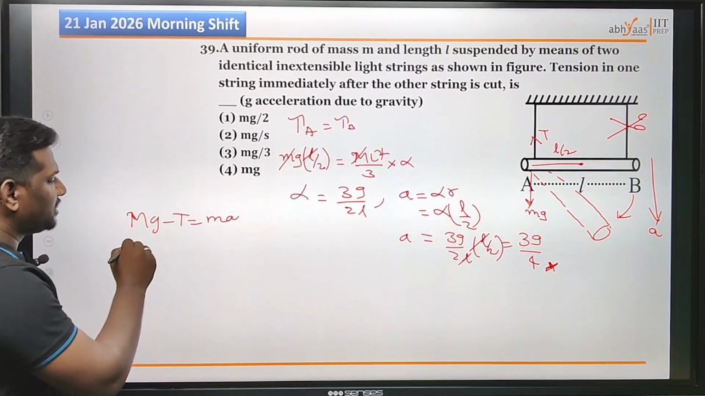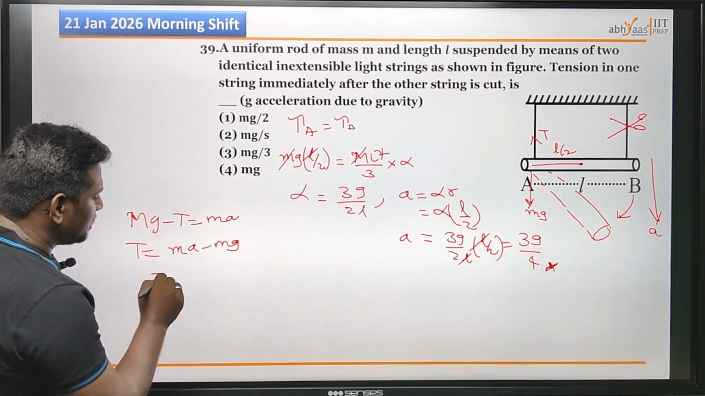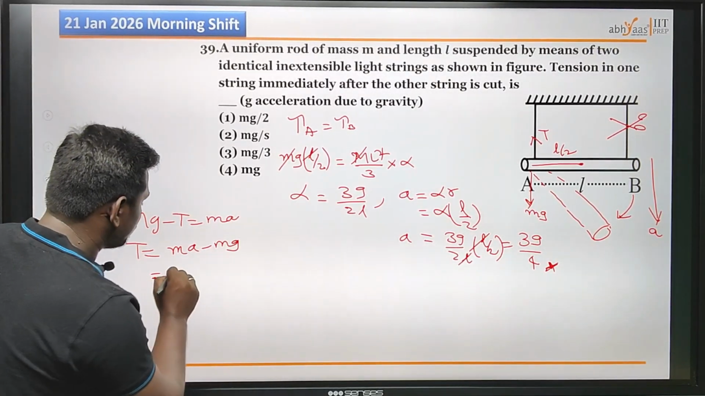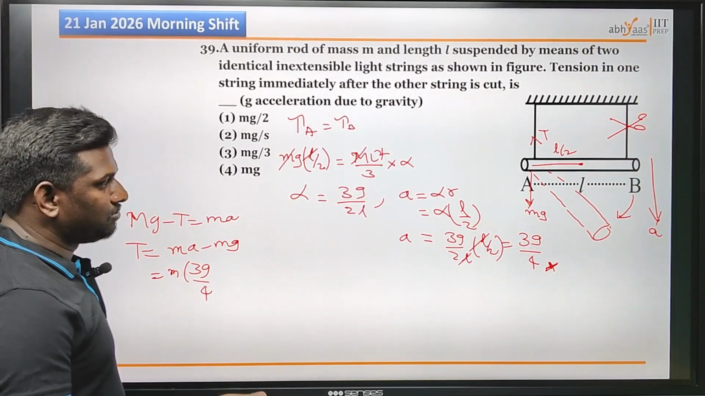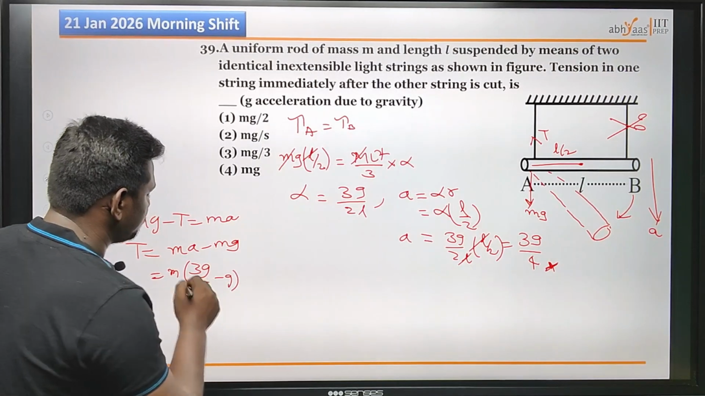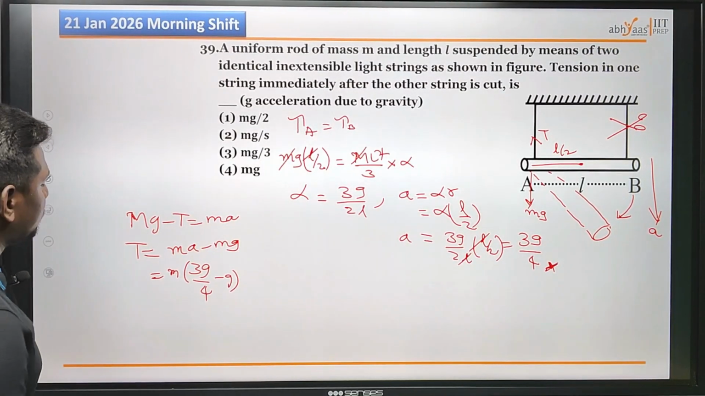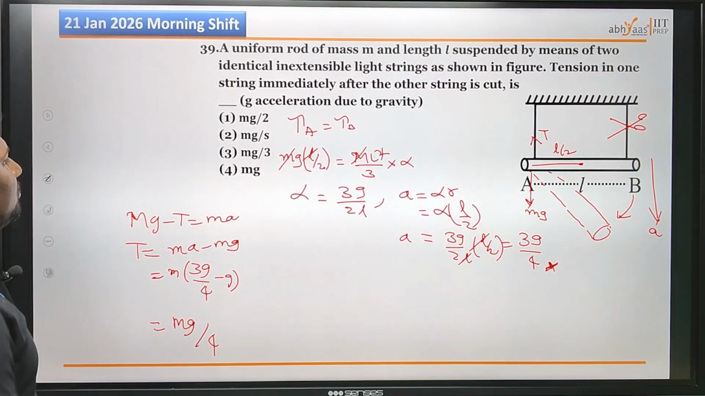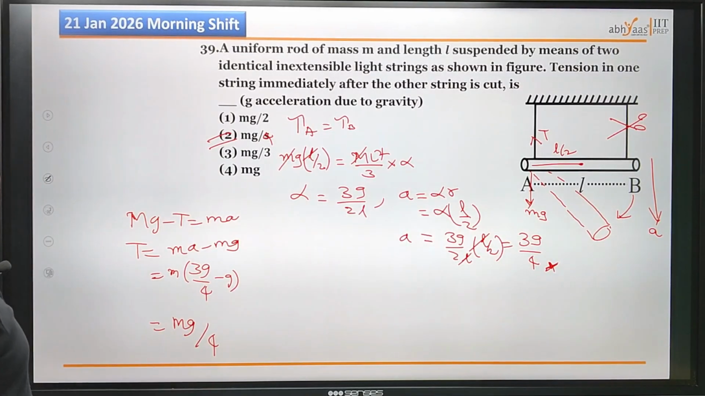What do you have to find? You have to find the T. So T equal to mg minus ma, and if you take out m common, what is the a? 3g by 4 minus g. So what you are getting? You are getting mg by 4. So option 2 is the answer. Mg by 4. Option 2 is the correct answer.